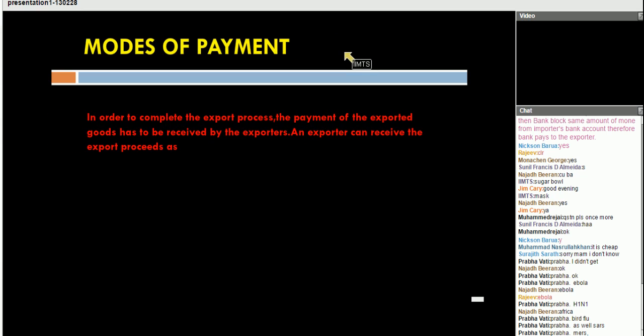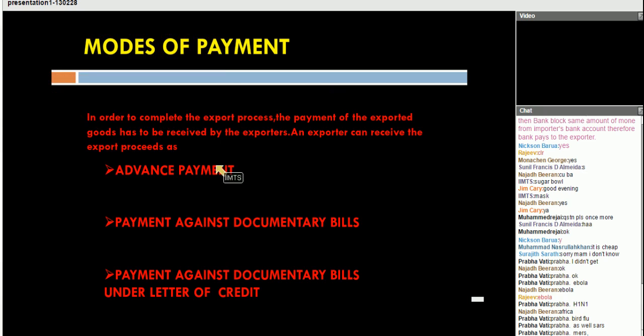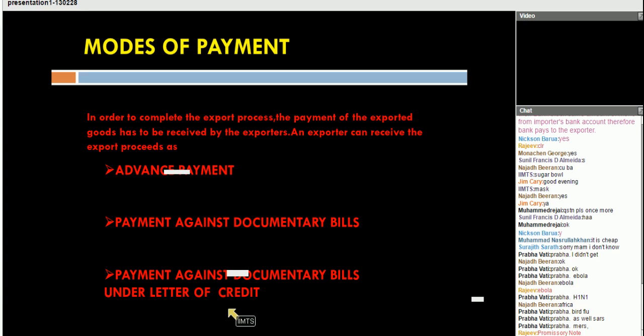Now, what are the modes of payment in international trade? First, we are discussing the export process. In order to complete the export process, the payment for the exported goods has to be received by the exporter. An exporter can receive the export proceeds as follows. They can get the advance payment. They can get the payment against documentary bills, as we discussed the bill of exchange, and they can get the payment against the letter of credit. Letter of credit is also an important document in case of export-import trade. Yes, a promissory note can also be issued.